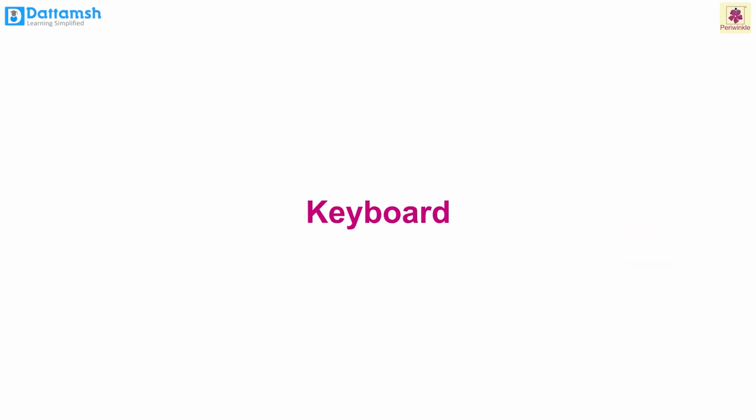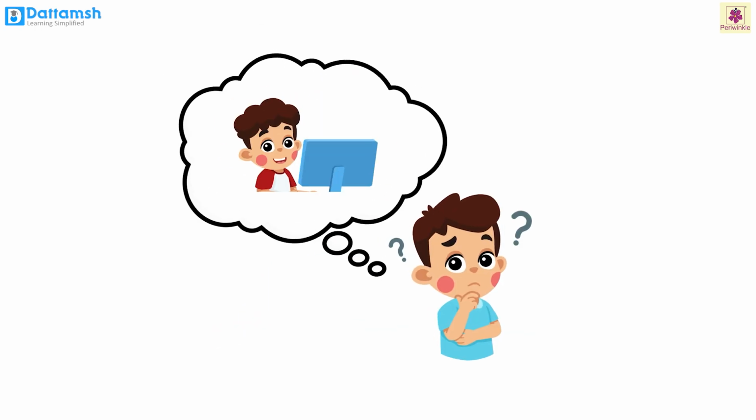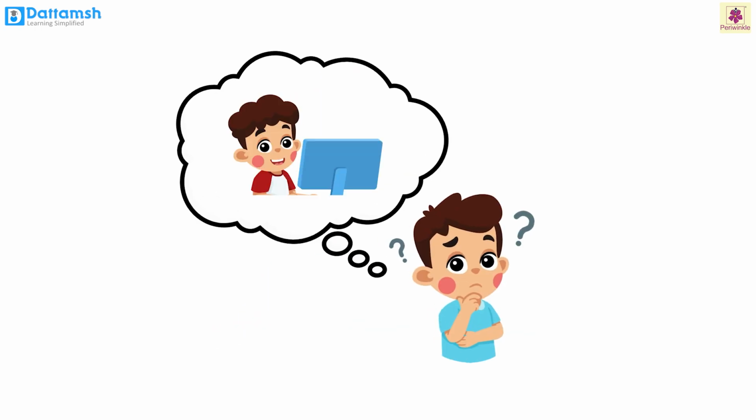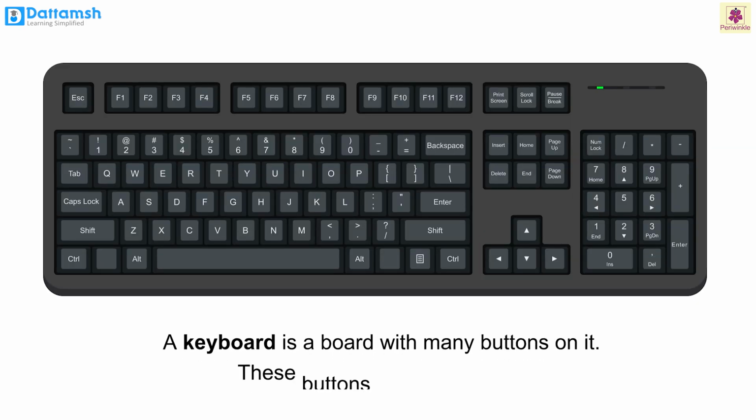Let's begin. Keyboard. We use pencils or pens to write in a notebook. But how do you write on a computer? We use a keyboard for that. A keyboard is a board with many buttons on it. These buttons are called keys.